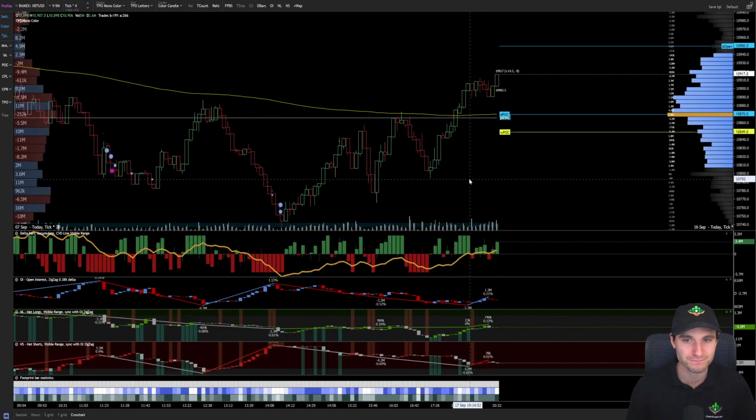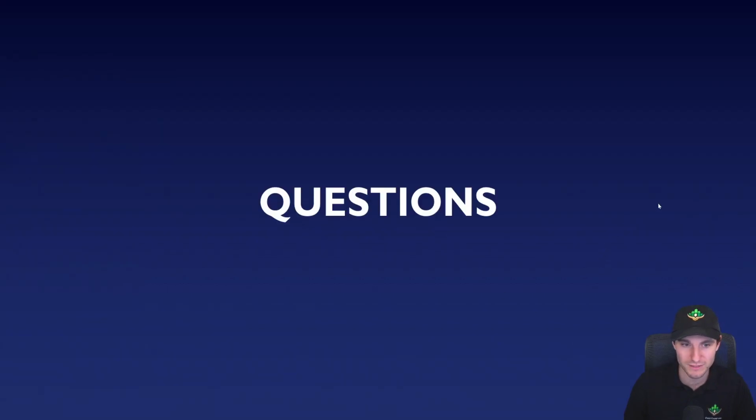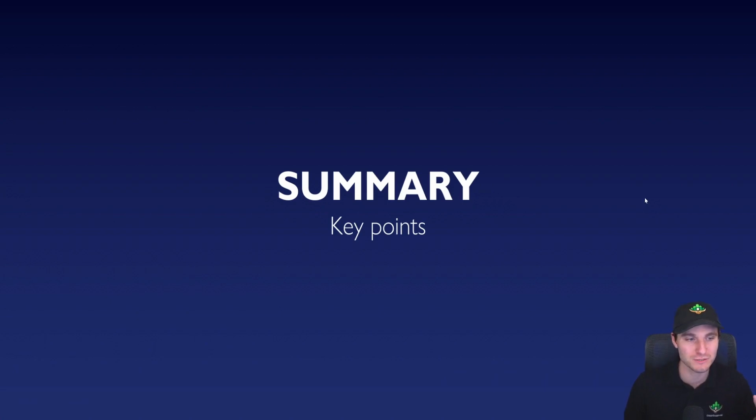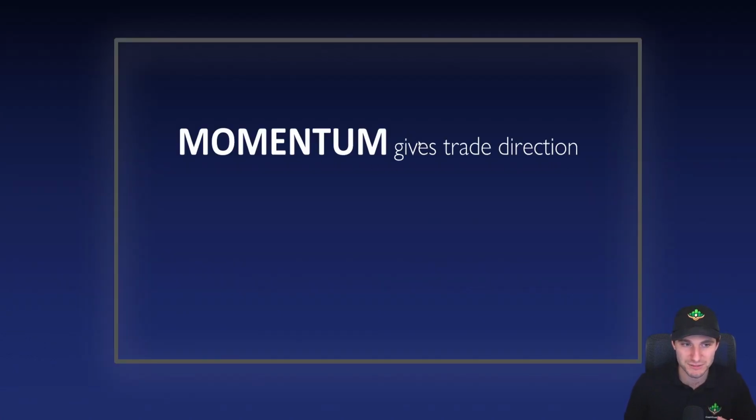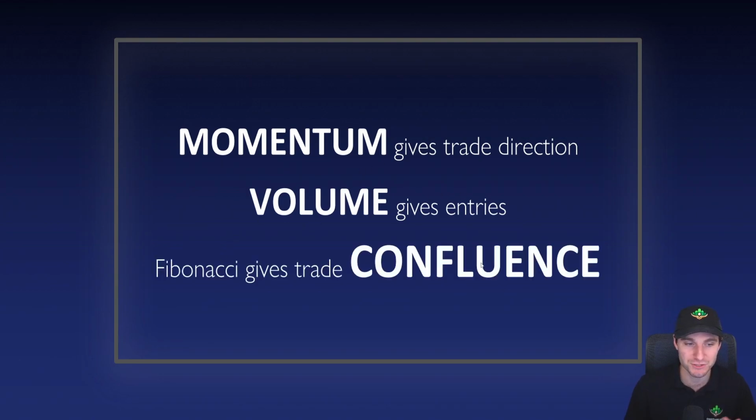So yeah, there you go then. I hope that you have enjoyed today's video. I will go back over to this and wrap it up. So if we go back over to here, ending obviously with a summary: momentum gives trade direction, volume gives the entries, and Fibonacci gives the confluence.